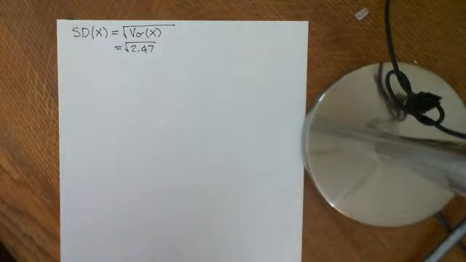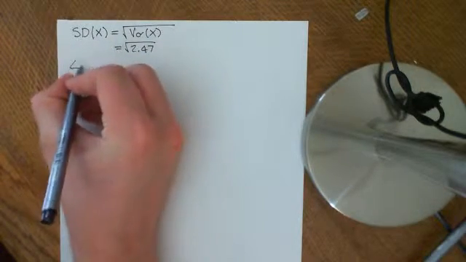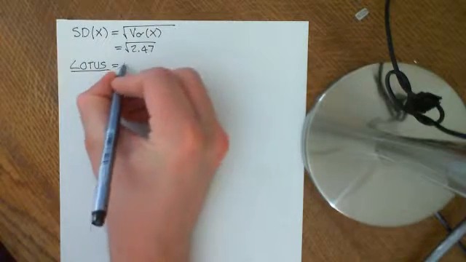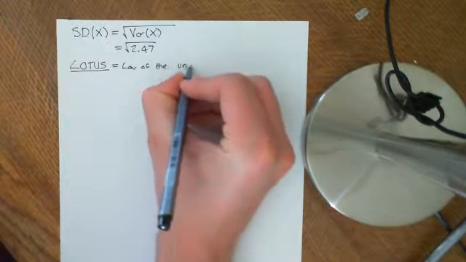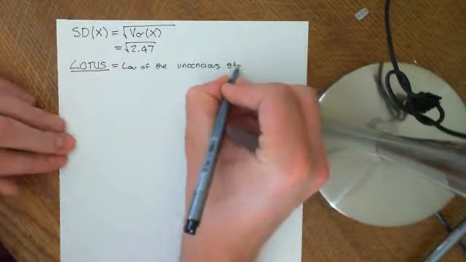Okay, so now we're going to tackle the question of LOTUS, which is the law of the unconscious statistician.